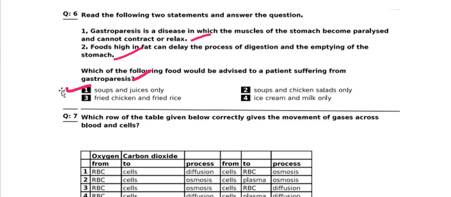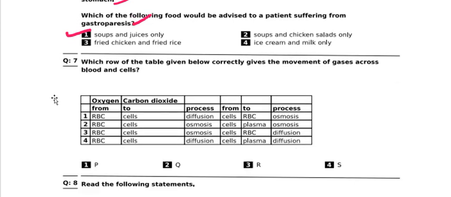The question number 7 here, you see: which row of the table given below correctly gives the movement of gases across the blood and cells? You see RBC, from RBC to cell process diffusion, from cell to RBC osmosis, RBC cell osmosis, cells plasma osmosis, RBC cells osmosis, cells RBC diffusion. We have 4 options. Here are also 1, 2, 3, 4. Which is the correct option here?